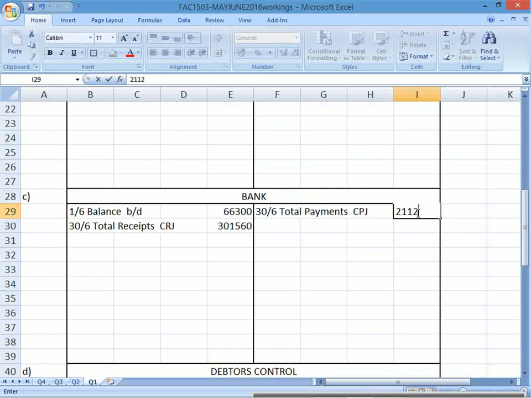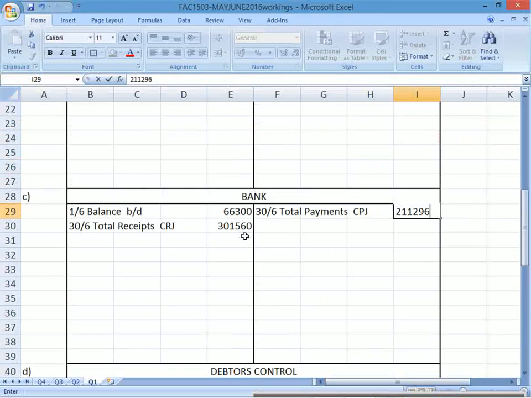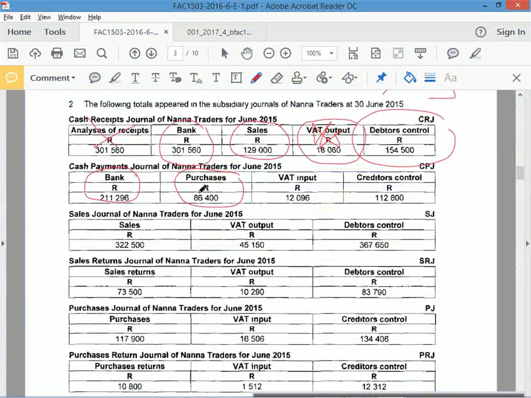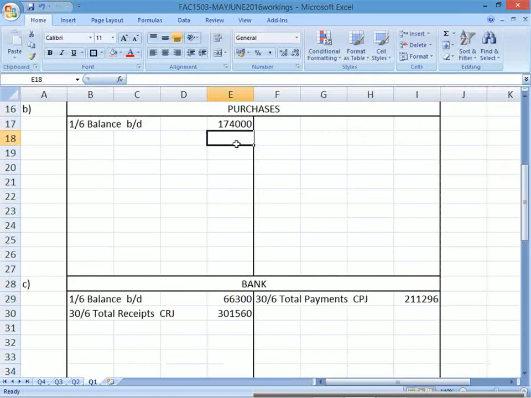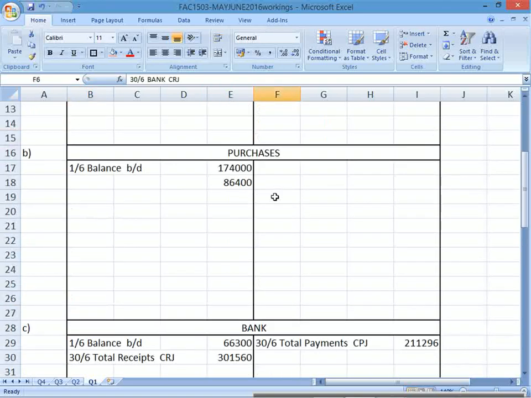211296. That's the right amount. Do I need purchases? They asked for it. Yes, they did. Purchases is going to go up or down? It's going to go up because I'm buying goods for cash. 86,400. Let's just write it in. Bank CPJ. Okay, there you go.